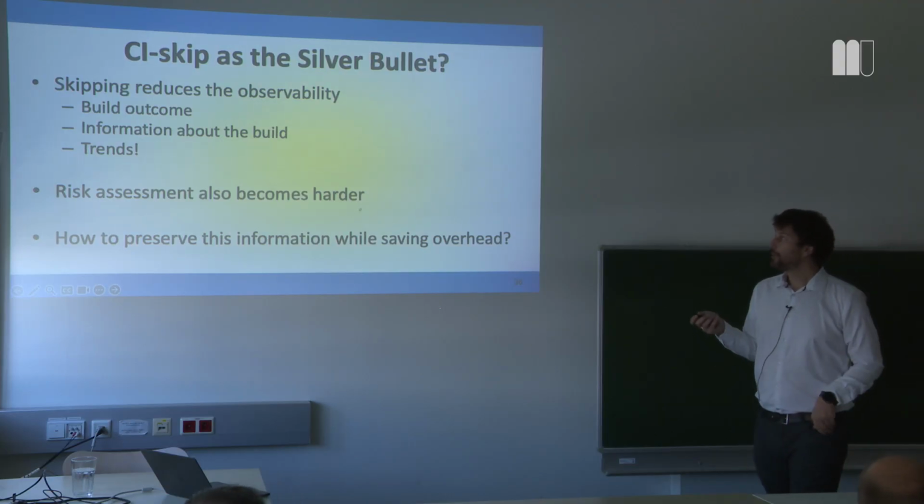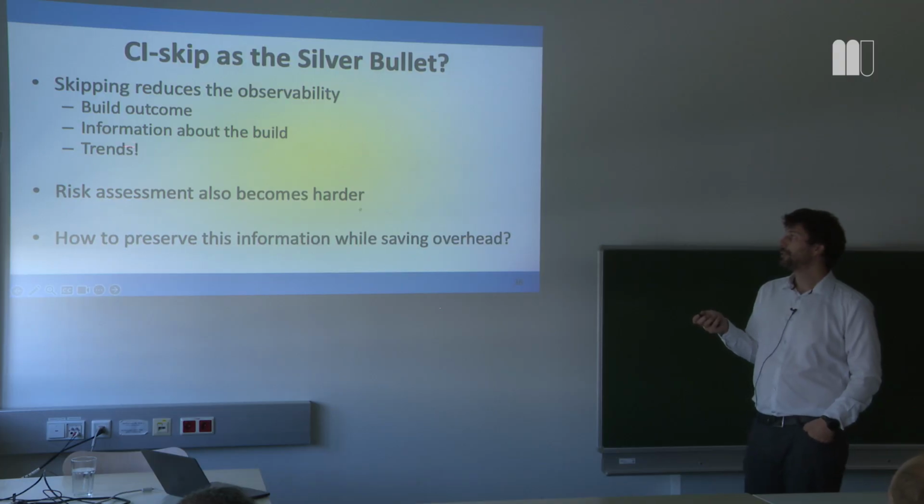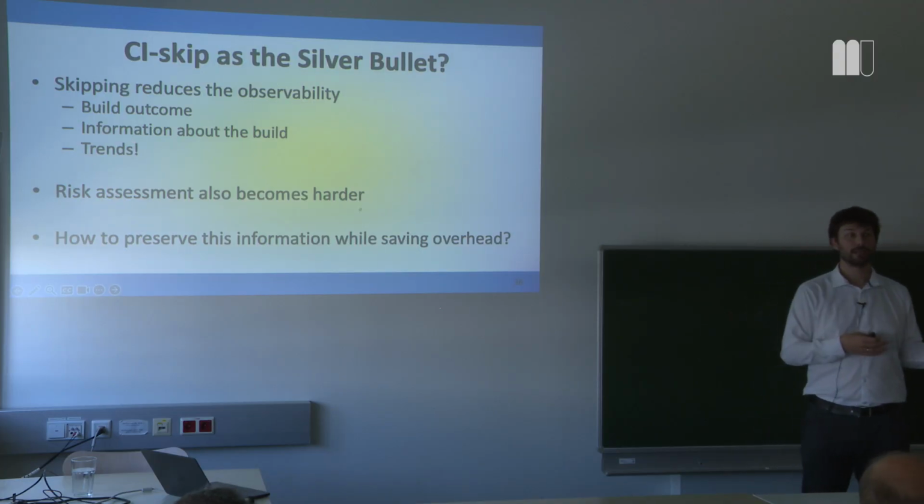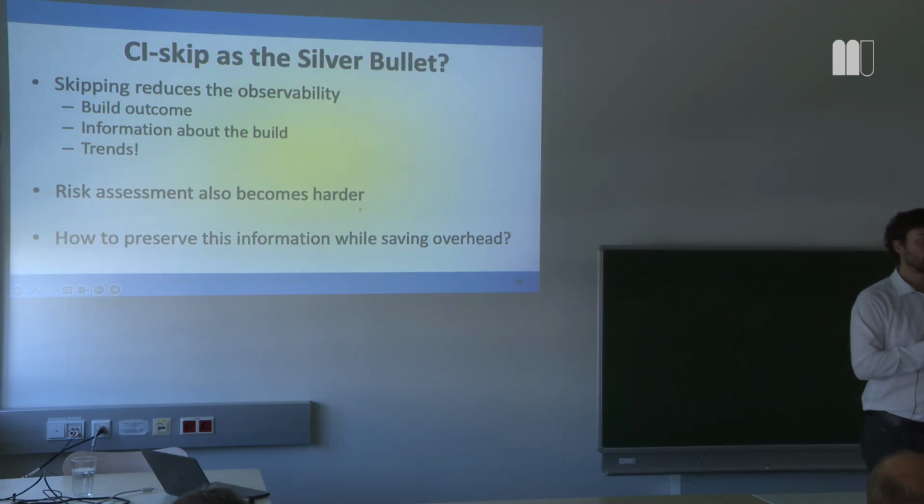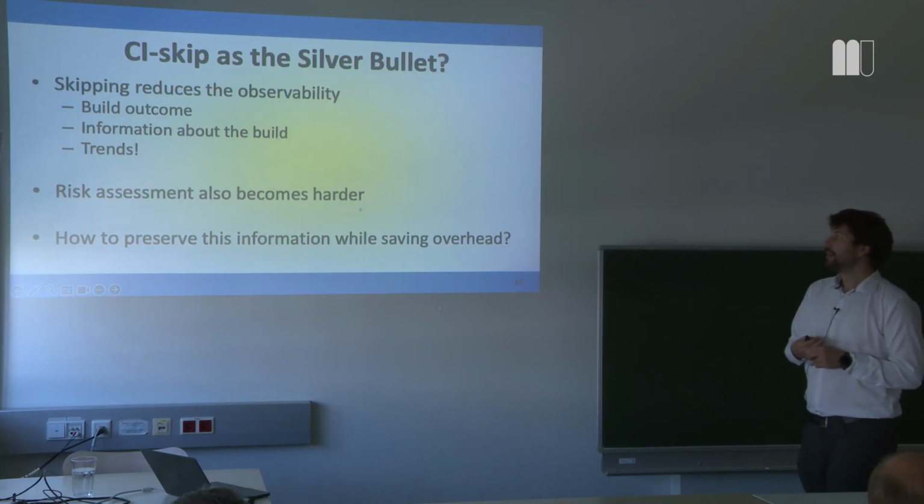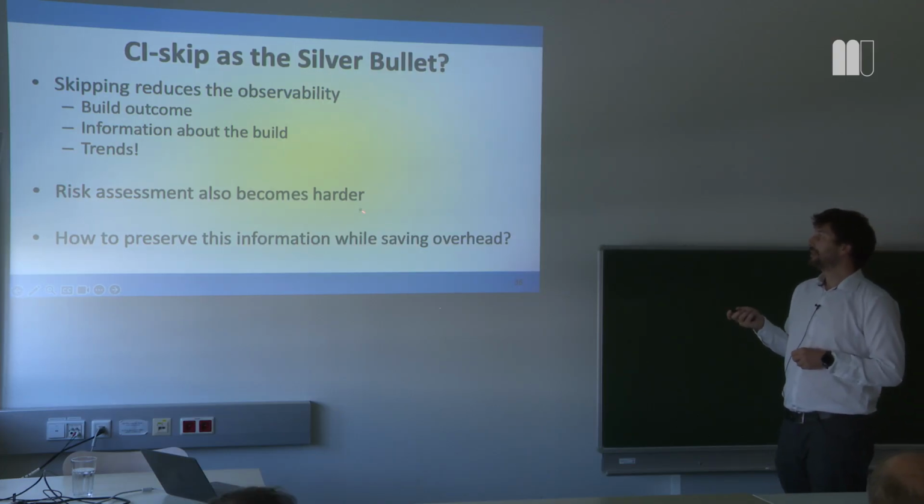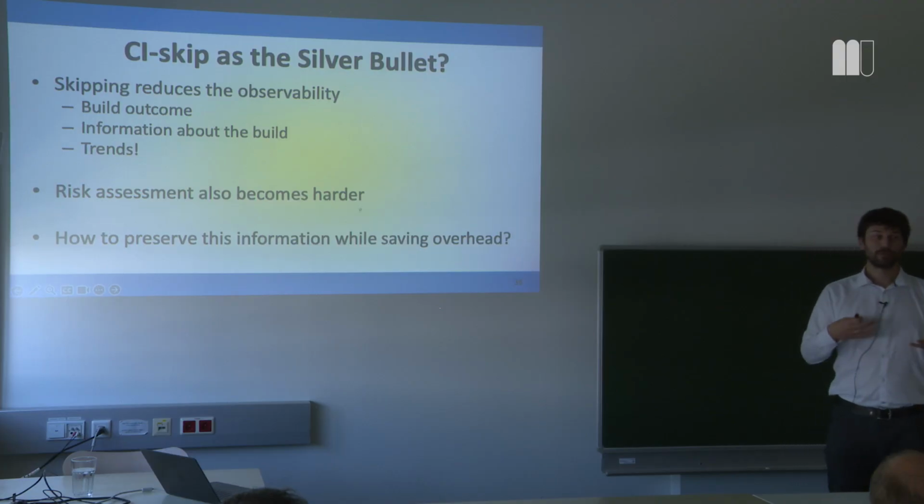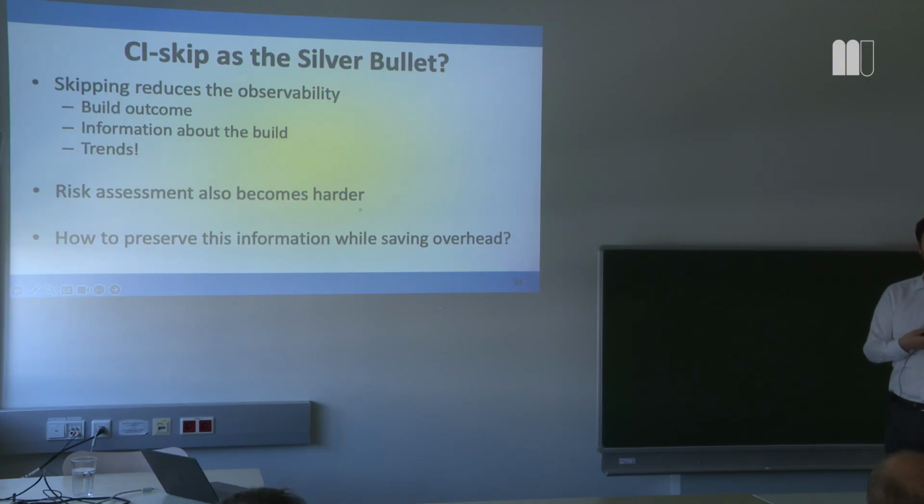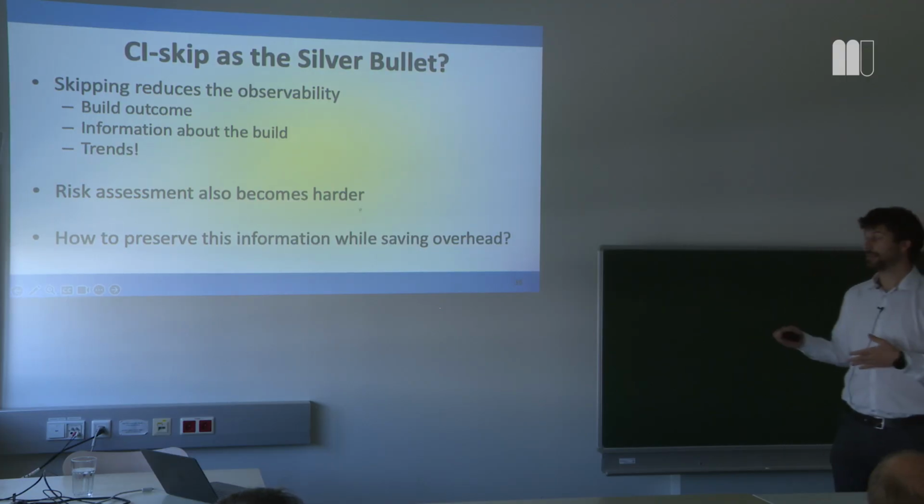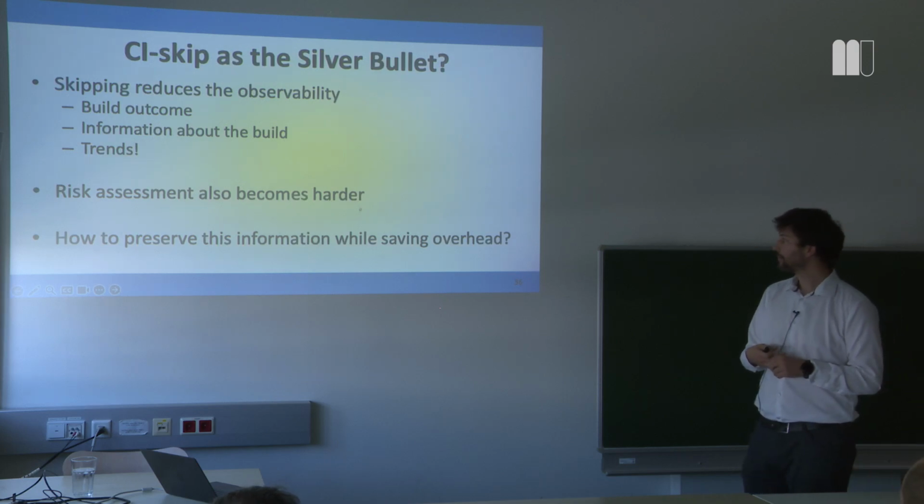And all of that we lose, and especially trends. So if you see that your build results are degrading, so over time you get more and more failures, you lose all this information because you do not run the CI. This has the impact that the risk assessment for your CI pipeline, and also for the managers, becomes much harder, because you cannot really say whether there's still a healthy CI pipeline or not.